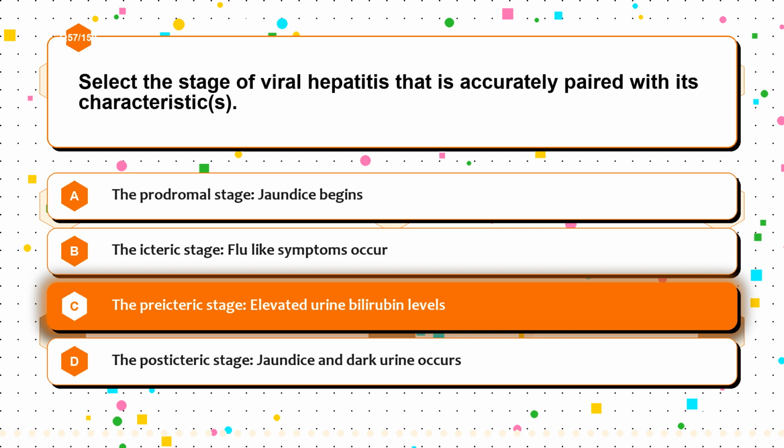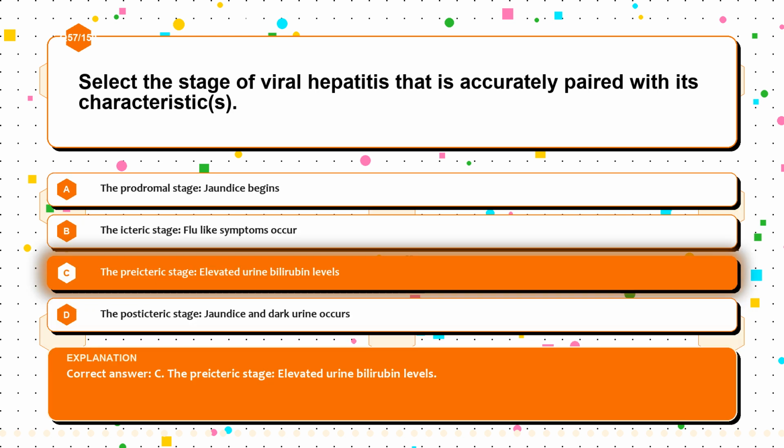The correct answer is option C. The preicteric stage. Elevated urine bilirubin levels. Correct answer C. The preicteric stage. Elevated urine bilirubin levels.